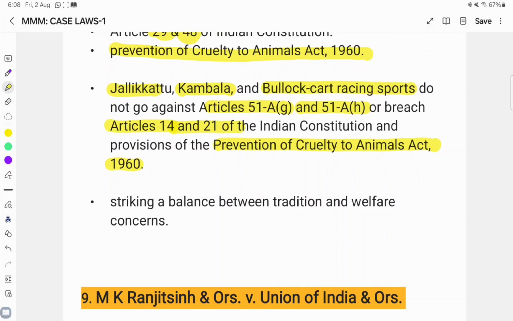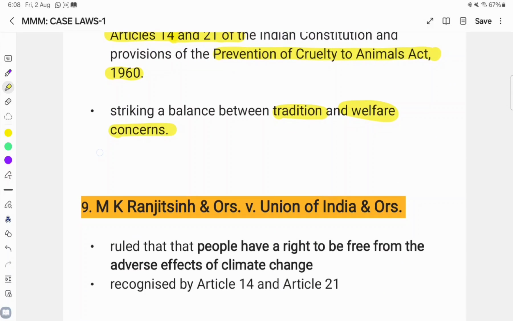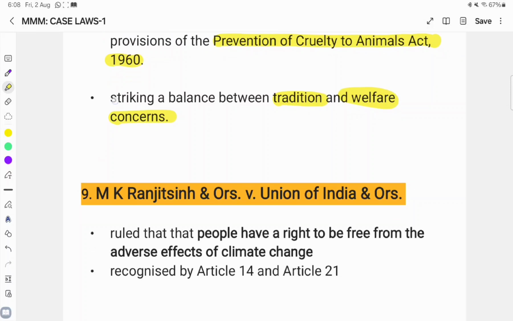The Supreme Court also held that we should strike a balance between tradition and welfare concerns, that is, the welfare of animals and the environment. Okay, so this is a very important case. You can use it in questions wherever these kinds of conflicts are there, or in case studies.